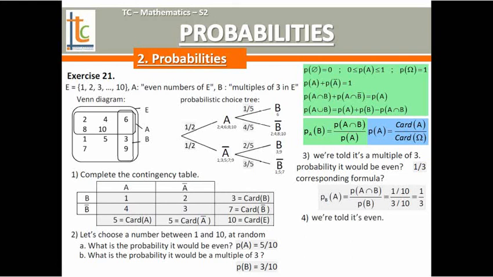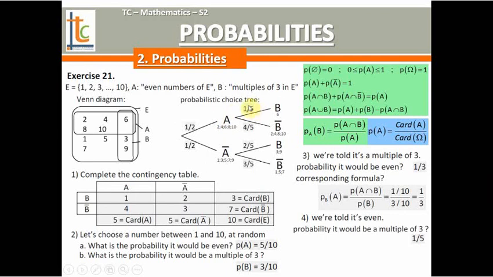Now, next question. We are taking a number between 1 and 10 at random, and we're told it's even. So you've got an even number, and in the table, you are in A. What is the probability it would be a multiple of 3 then? So what is the probability of B inside A? It's 1 in 5. And this time the tree confirms this result: the probability of B given A is 1 in 5.